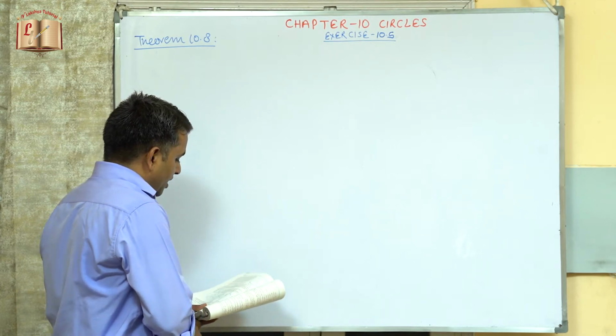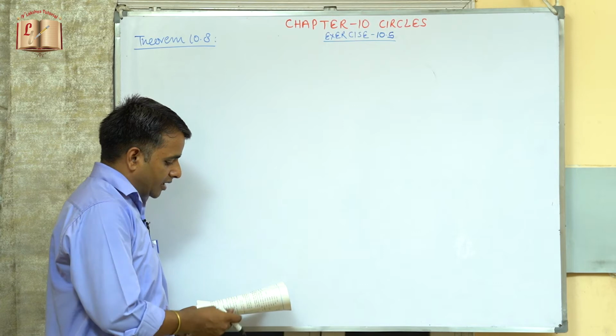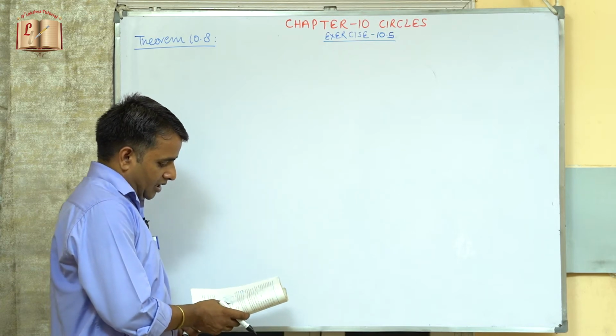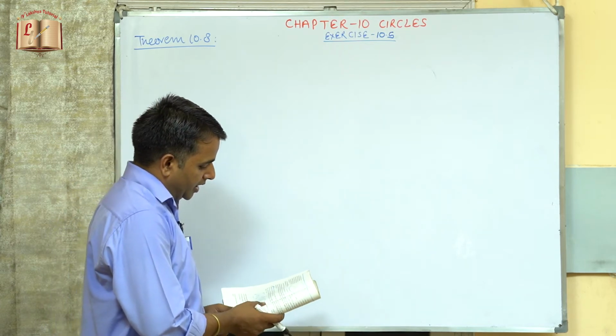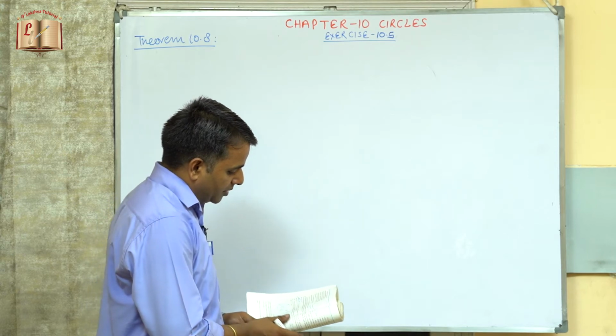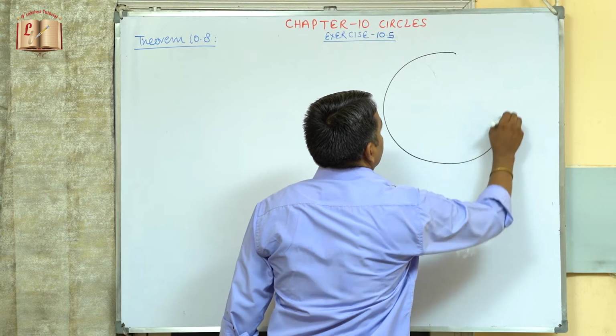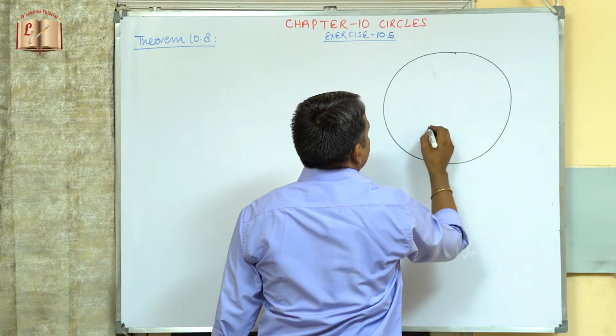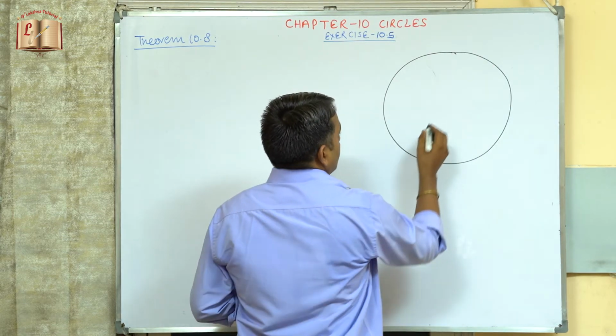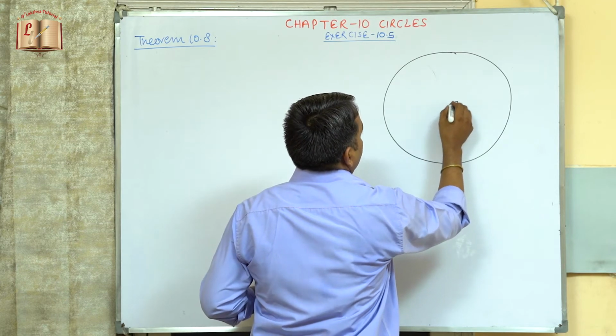The angle subtended by an arc at the center of the circle is double the angle subtended by it at any point on the remaining part of the circle. First of all, we will draw a circle. This is a circle, suppose. So this is now the center of the circle.